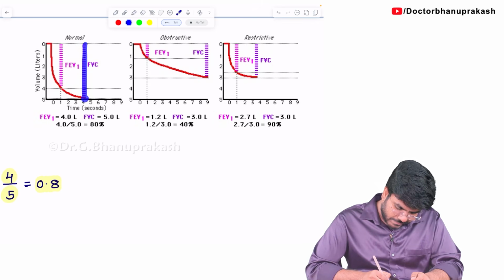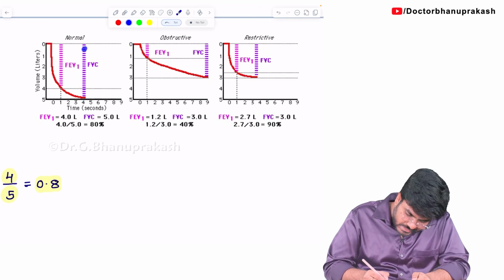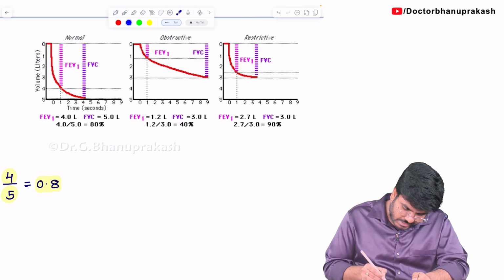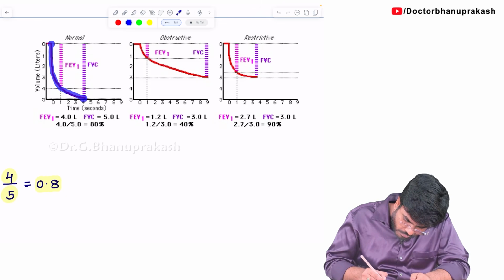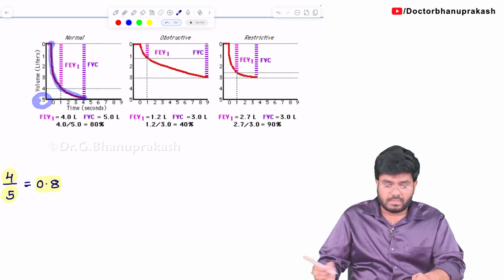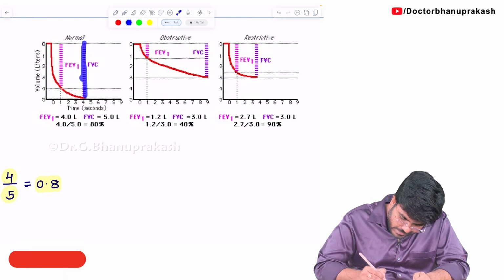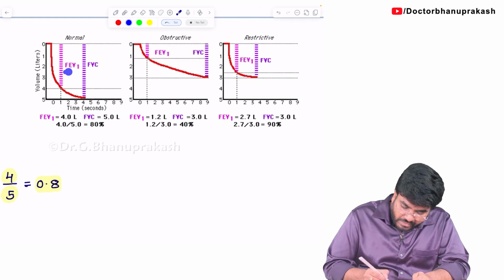Let's say this guy is doing the expiration for how much time? 4 seconds. In the 4 seconds, how much air is he taking out? He is taking out 5 liters. You can very clearly see from 0 to 5 liters. So 5 liters of air is coming out. The normal FVC in this guy is 5 liters. And what about the FEV1, meaning in 1 second?